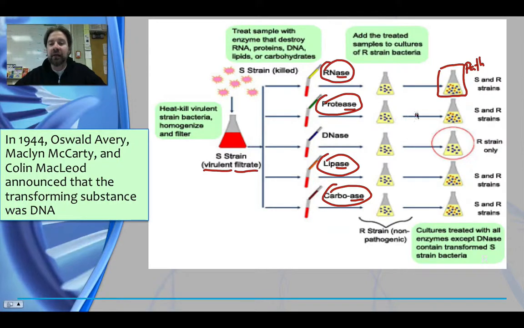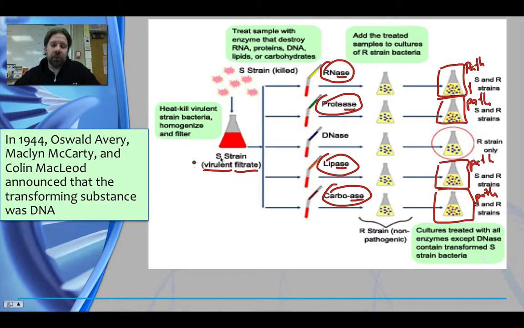And once again, they treat the samples with the R strain, and we wind up with both S and R once again. Lipase destroys lipids, and if we treat the sample with, in this case, the R strain, we then get the S and R again, another pathogenic sample. So far we have 3 pathogenic samples. And the carboase destroys the carbohydrates, and we treat it again, and again we get the S and R strains.